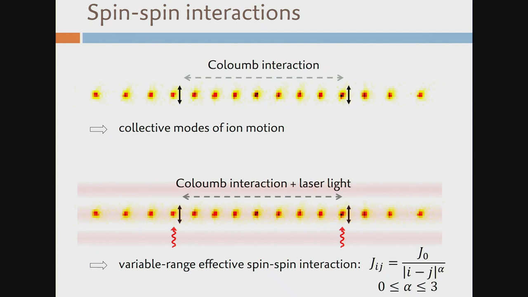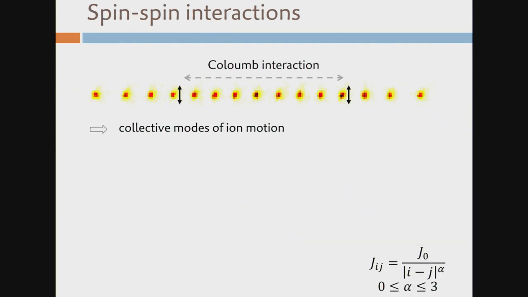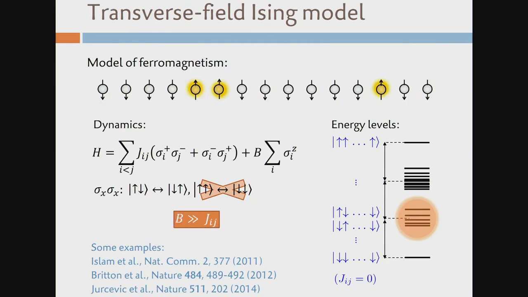We need a way to implement these two terms in the Hamiltonian. The magnetic field around sigma z is a rotation around the z axis. We know how to do this with ions, right? This is just a far detuned laser beam that will make an AC Stark shift. This we saw before the break.